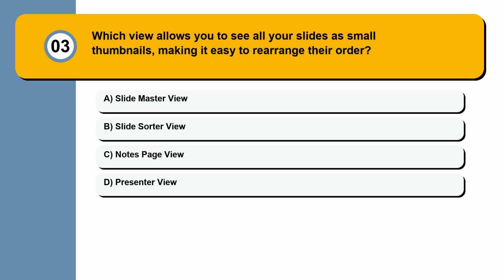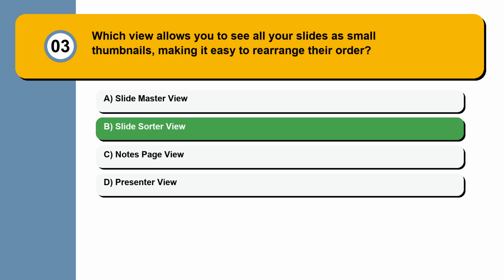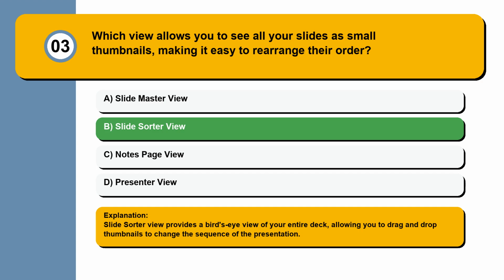Question 3. Which view allows you to see all your slides as small thumbnails, making it easy to rearrange their order? Slide Master View, Slide Sorter View, Notes Page View, Presenter View. Slide Sorter View provides a bird's-eye view of your entire deck, allowing you to drag and drop thumbnails to change the sequence of the presentation.